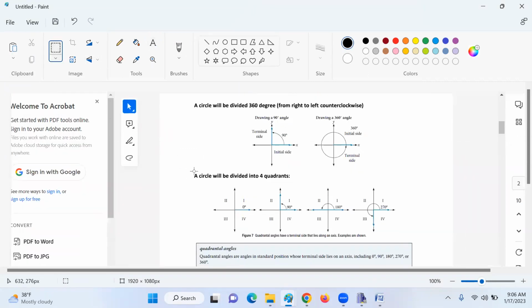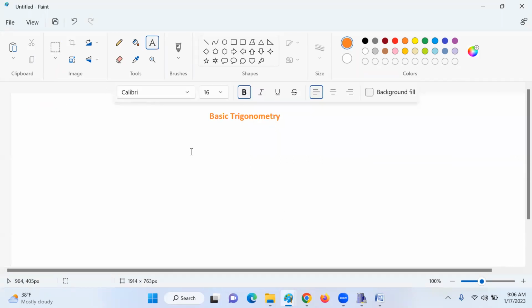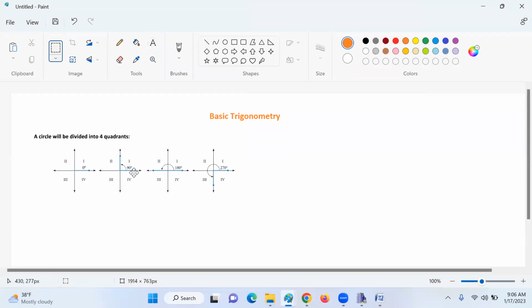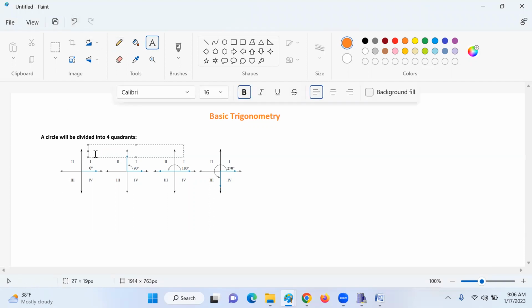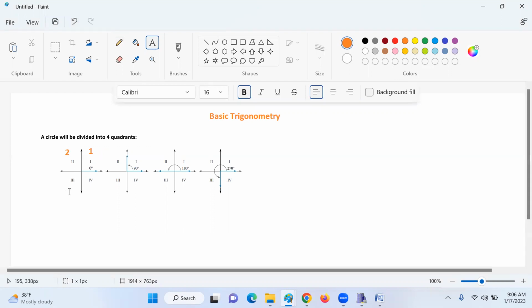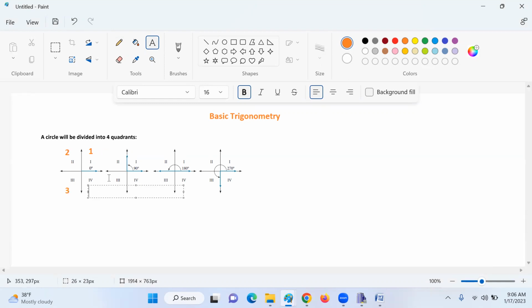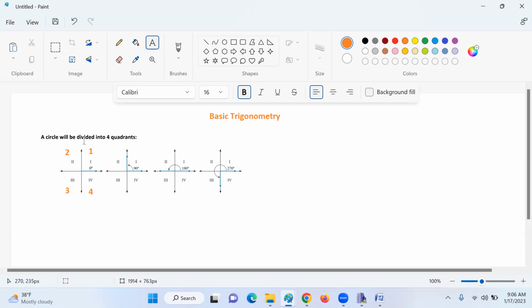Okay, so a circle is divided into 4 different quadrants. We need to understand that the first quadrant is literally going to be on this side, right? So this is the first one, correct? And then the second quadrant, and then the third, and then the fourth. If you don't understand those Roman numerals, I'm going to put it down. So this is the first quadrant, this is the second quadrant, this is the third quadrant, and this is the fourth quadrant. Each quadrant is going to occupy 90 degrees.